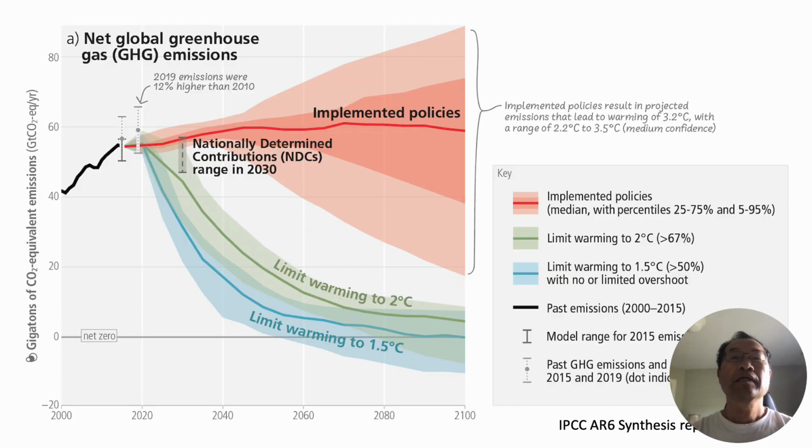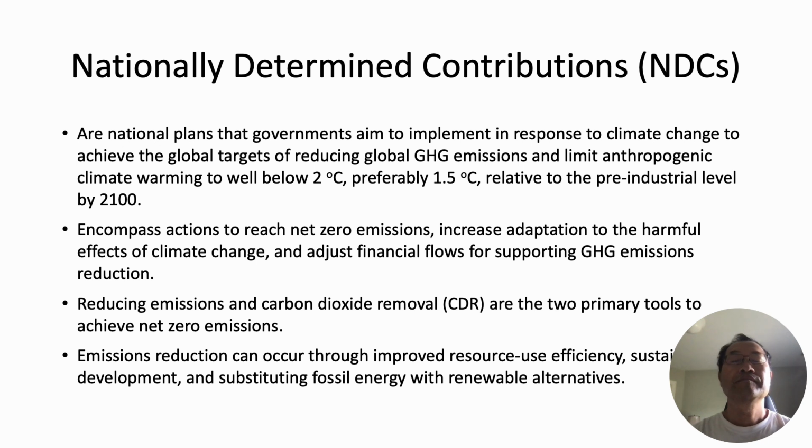To limit climate warming to 2 degrees or even 1.5 degrees with no or limited overshoot, we need to reduce greenhouse gas emissions together with carbon dioxide removal. In this figure, you may see the term nationally determined contributions, NDCs. Let's talk about this term first.